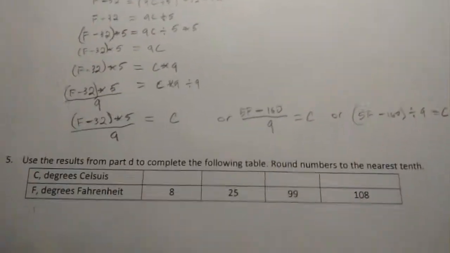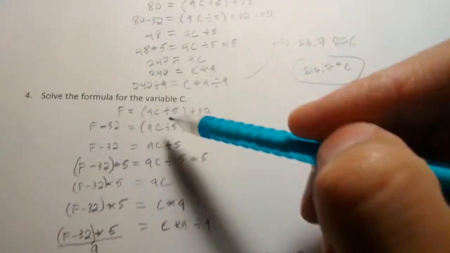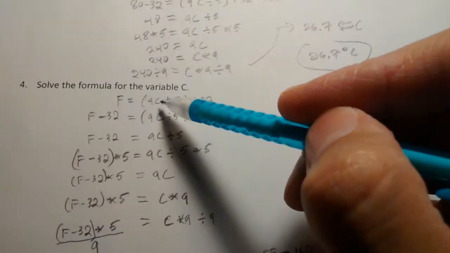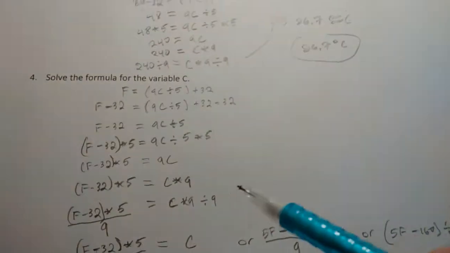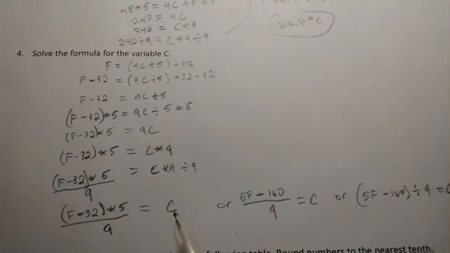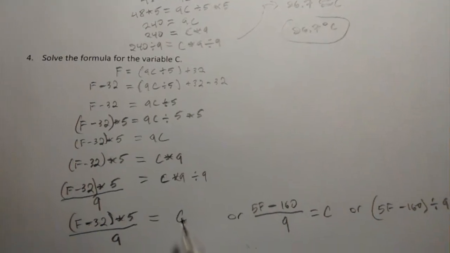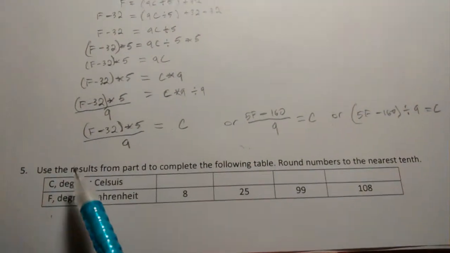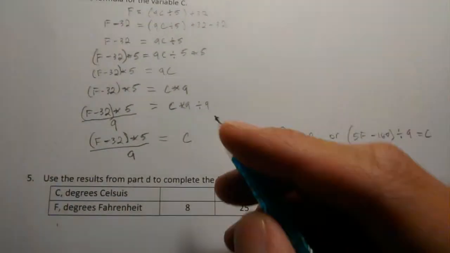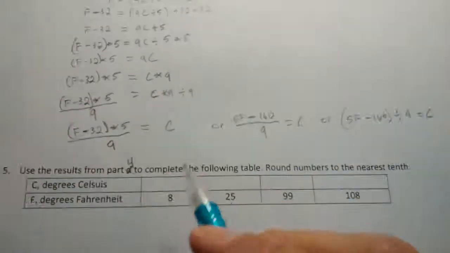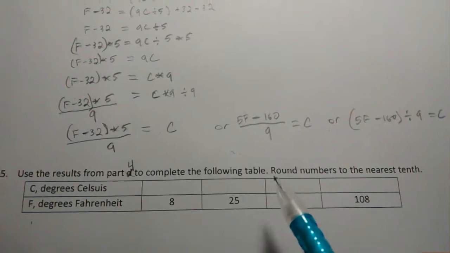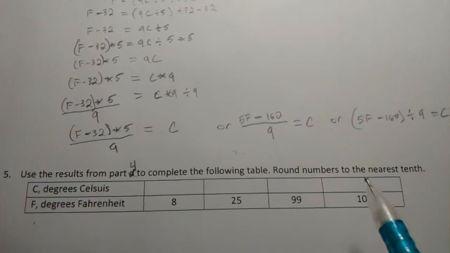The reason we would actually solve a formula for a variable, like here in number 4, is to make work easier, as in the following situation. Use the results from part 4, sorry, to complete the following table. Round numbers to the nearest tenth.